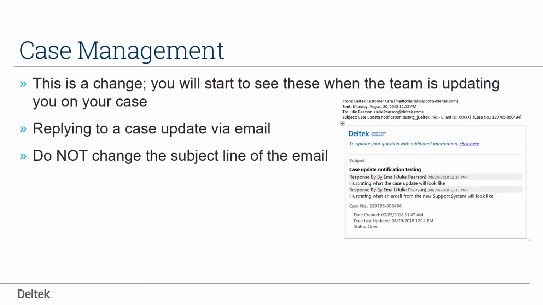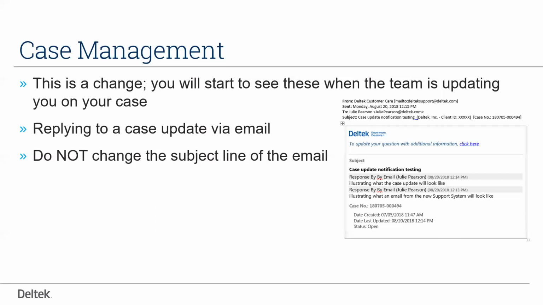One thing that we do have the team do when they make case updates, we do have them send you an email because we are aware that for some folks, that's just more efficient. So you would get an email that looks like this. Two things here. First, you need to make sure that Deltek.com is whitelisted in your environment so you can get these emails from us. And then secondly, if you're going to reply by email, do not change that subject line. That's what we use to match back to the case.